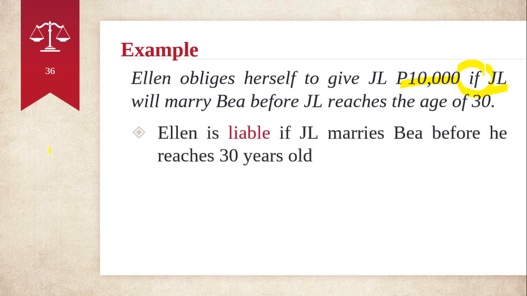So, Ellen is liable if JL marries Bea before he reaches 30 years old. Ganitong condition, bibigyan daw niya ng 10,000 kung pakasalan ni JL si Bea before pa siya mag-30. So ngayon napakasalan niya. Let's say 29 years old siya, napakasalan niya si Bea. Then Ellen now is liable.